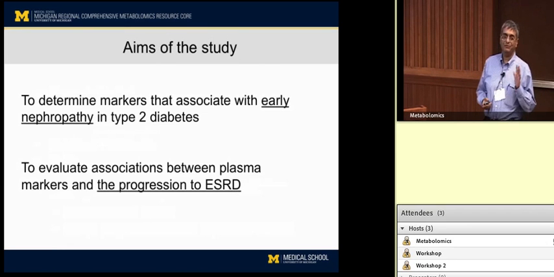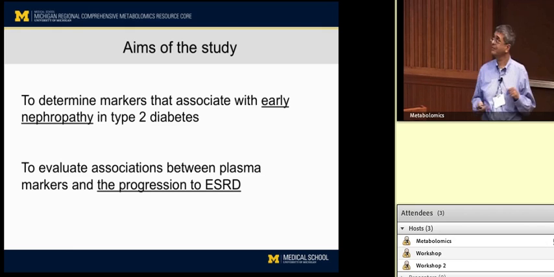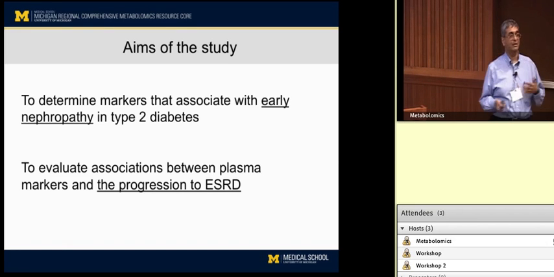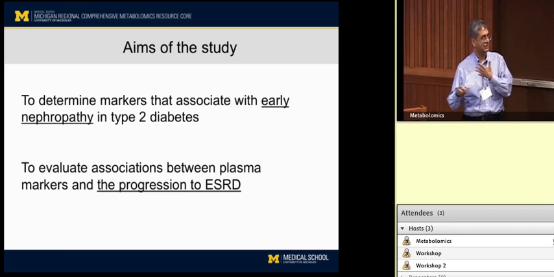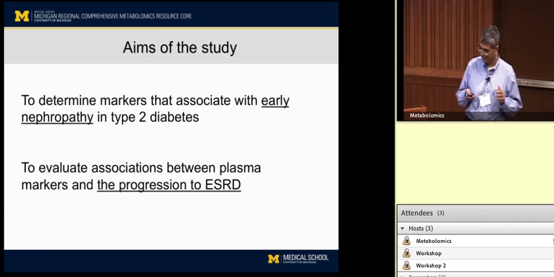So the aims of this particular study, our hypothesis, was basically to see whether we can determine markers that are associated with early kidney disease and type 2 diabetes, and whether we can evaluate association between plasma markers and the progression to end-stage kidney disease, which needs dialysis. So this is the broad idea behind our study.